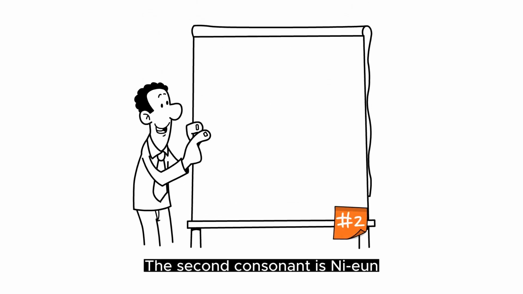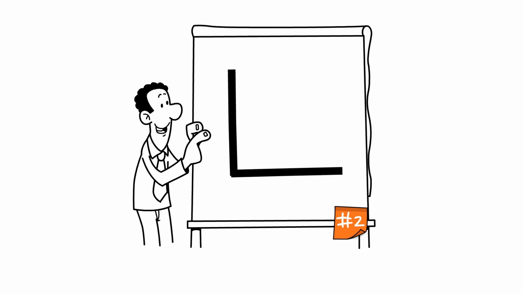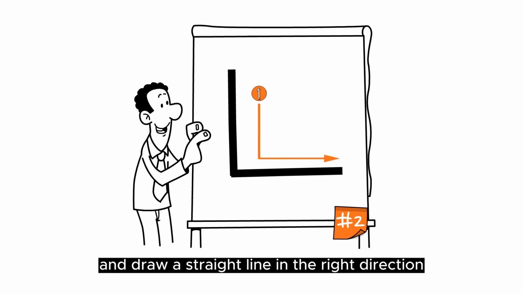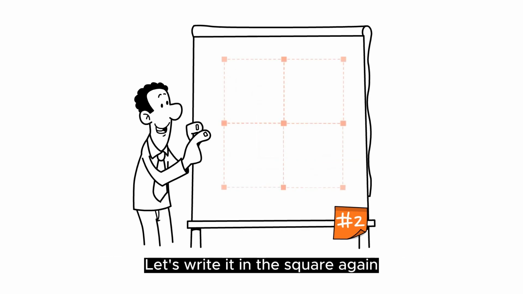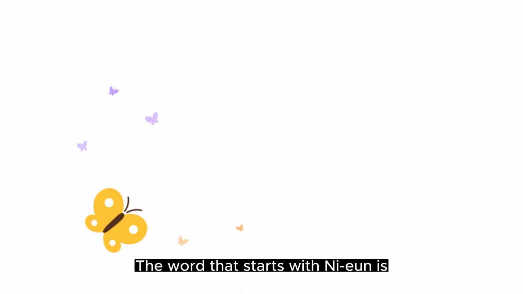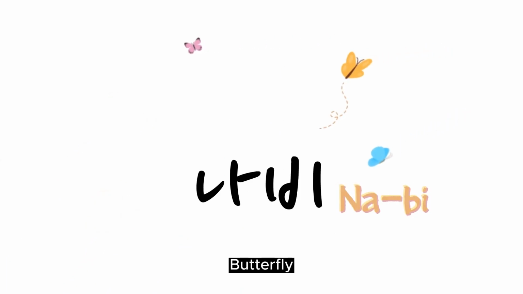The second consonant is 니은. In the sequence of writing, draw a line from top to bottom, and draw a straight line in the right direction. Let's write it in the square again. 니은. The word that starts with 니은 is butterfly. 나비, 나비.